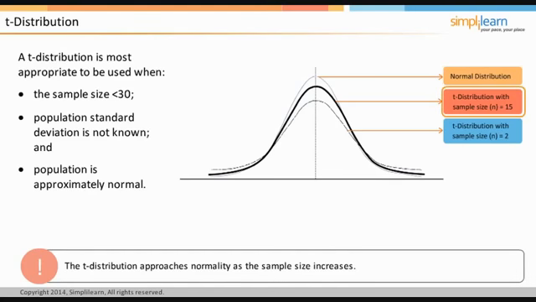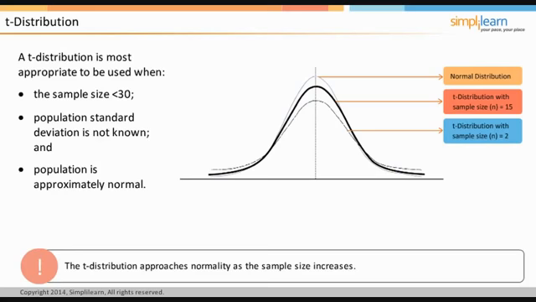T-distribution is used for hypothesis testing. Also, as seen in the image, the t-distribution is symmetrical in shape, but flatter than the normal distribution. As the sample size increases, the t-distribution approaches normality. For every possible sample size or degrees of freedom, there is a different t-distribution.